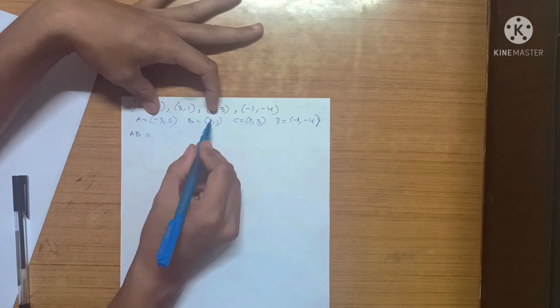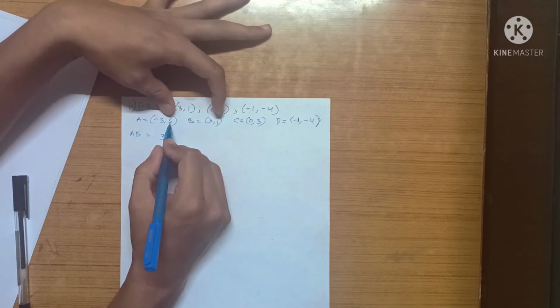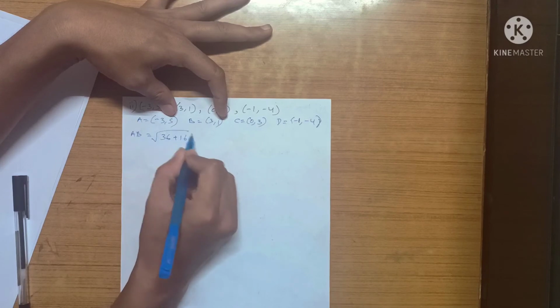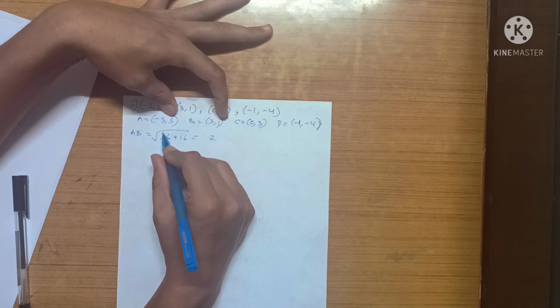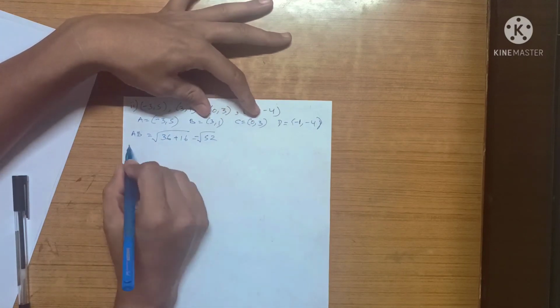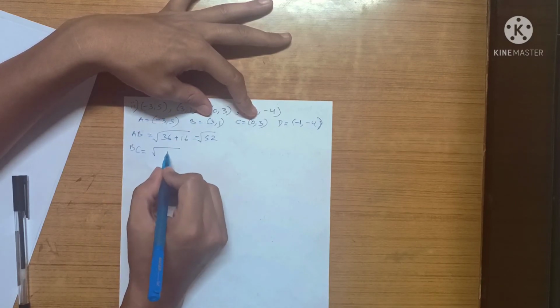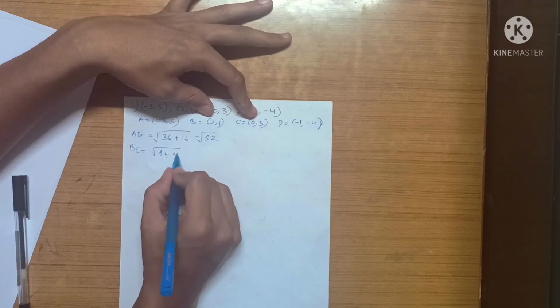Anyway, let's do this. Minus 3 minus 3 is minus 6. Minus 6 squared is 36. 5 minus 1 is 4. 4 squared is 16. So you will get 52. Next BC. 0 minus 3 is minus 3, so 3 squared is 9. 3 minus 1 is 2. 2 squared is 4.